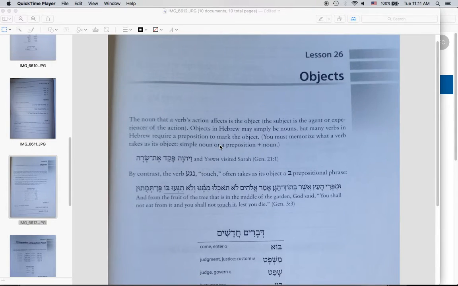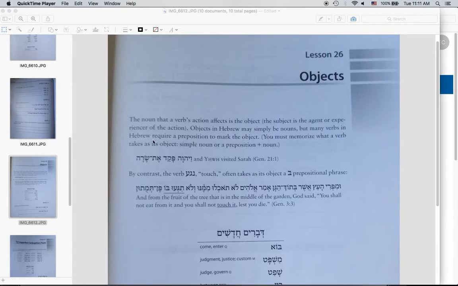So objects tend to work very similarly in Hebrew as they do in English, but some words in Hebrew require different types of objects than what they require in English. We'll see that in some of our examples. So our authors write, objects in Hebrew may simply be nouns, just like we have in English. I hit the ball. The ball is a noun.